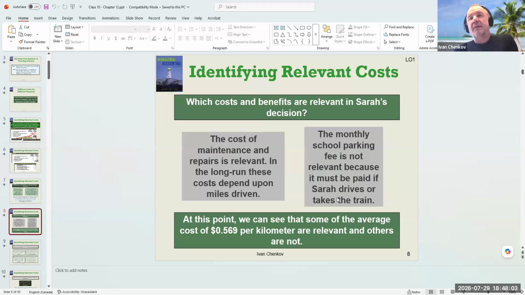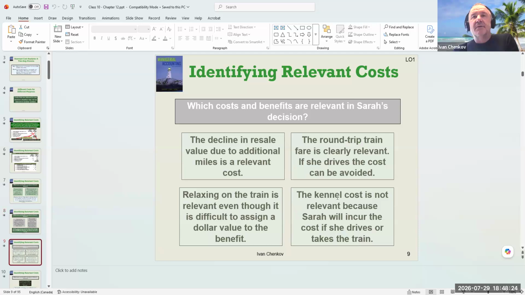Monthly school parking lot fee, that's not relevant, since it's a cost that doesn't change between both alternatives, and it's already been paid. At this point, the only relevant cost is the cost of the gasoline and repair and maintenance. For the declining resale value, yes, that's relevant. Round trip of the train, clearly relevant, since that's the cost of the alternative decision.